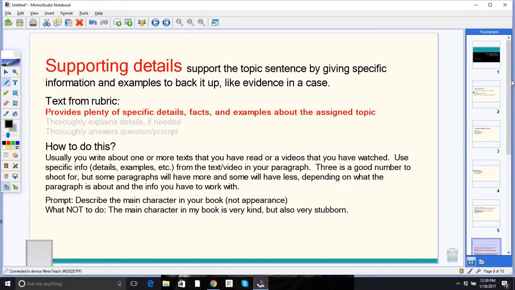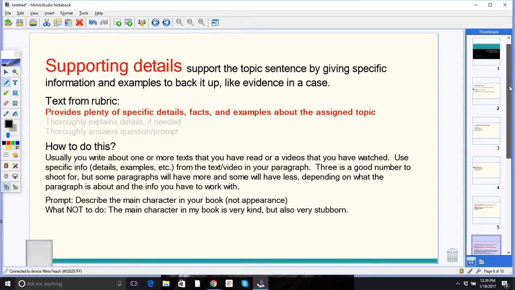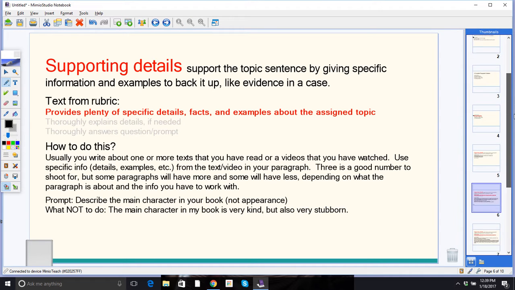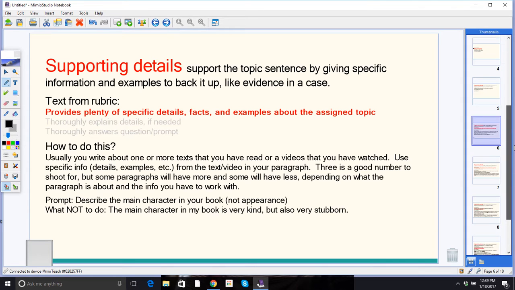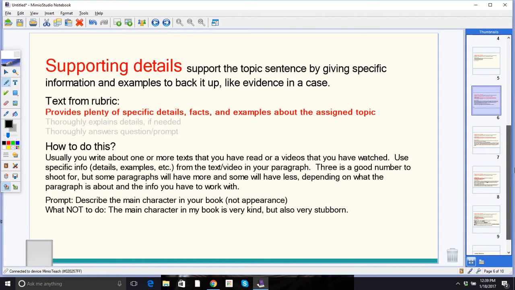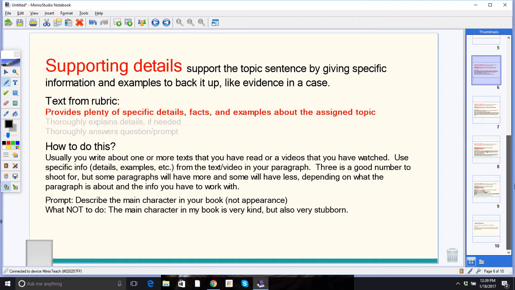Well, usually when you're writing a paragraph, you write about one or more texts that you've read or videos that you've watched. And so to use plenty of specific details, facts, and examples, you're going to use specific information. Right here, use specific information from the text or video in your paragraph.